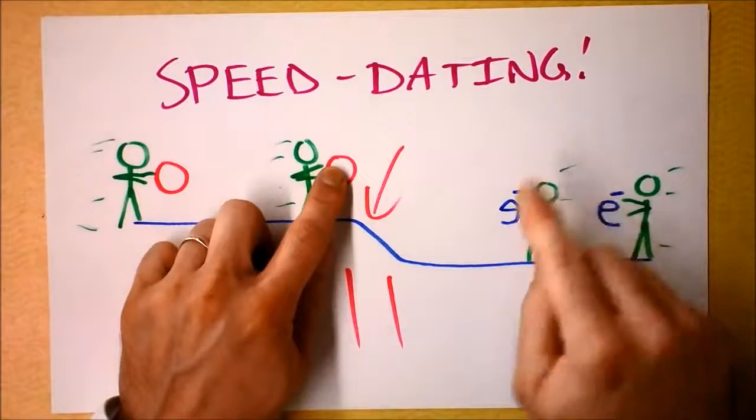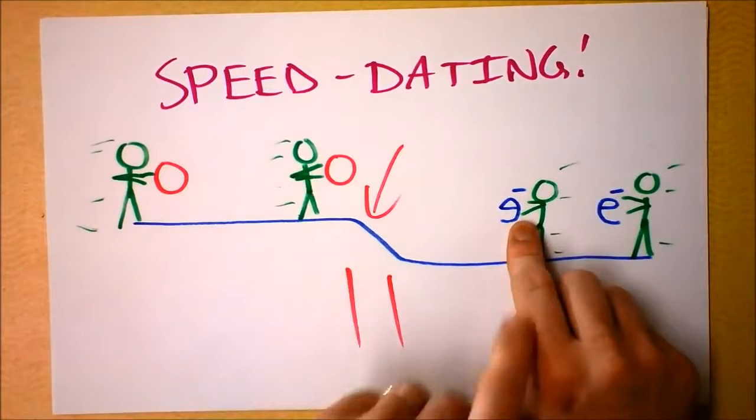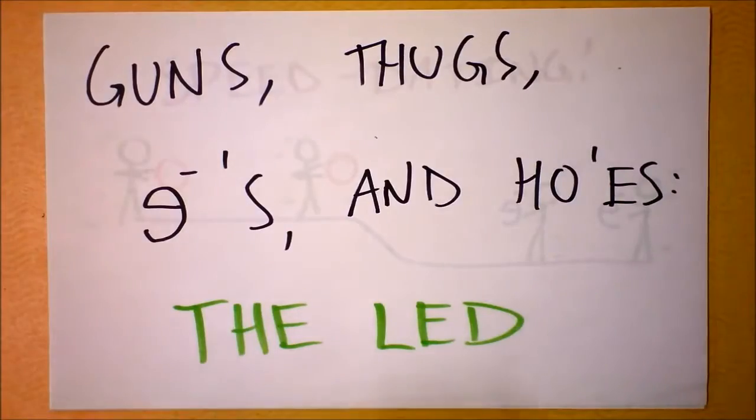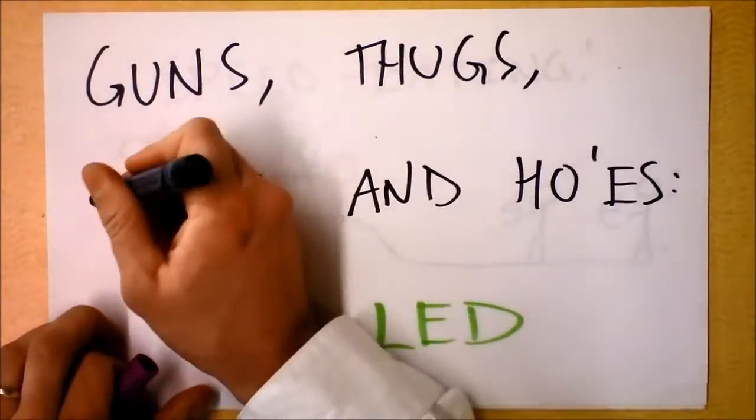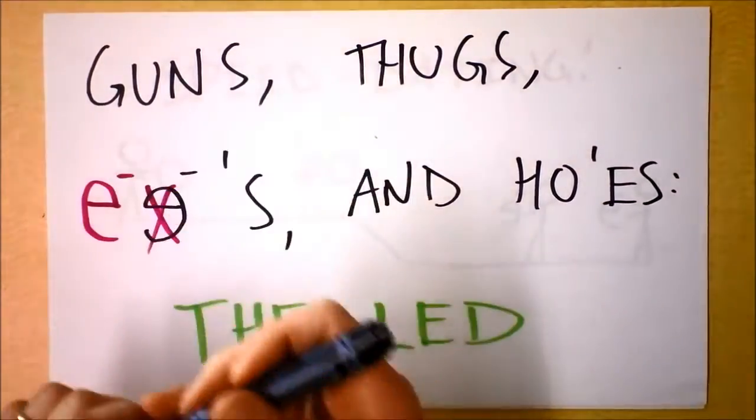But when this electron, in today's episode of Guns, Thugs, G's, and Hoes, we'll investigate the LED. Oops, screwed it up again. This is E's and holes.